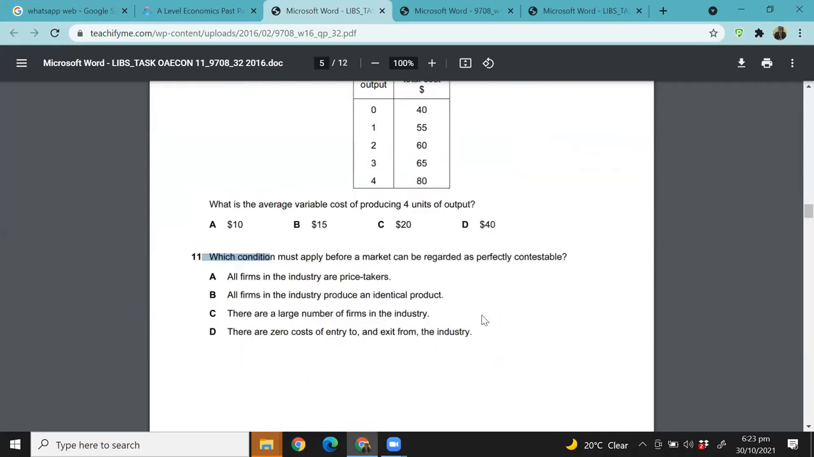Which condition must apply before a market can be regarded as perfectly contestable? We do know the definition of a contestable market, where there are no entry and exit barriers.